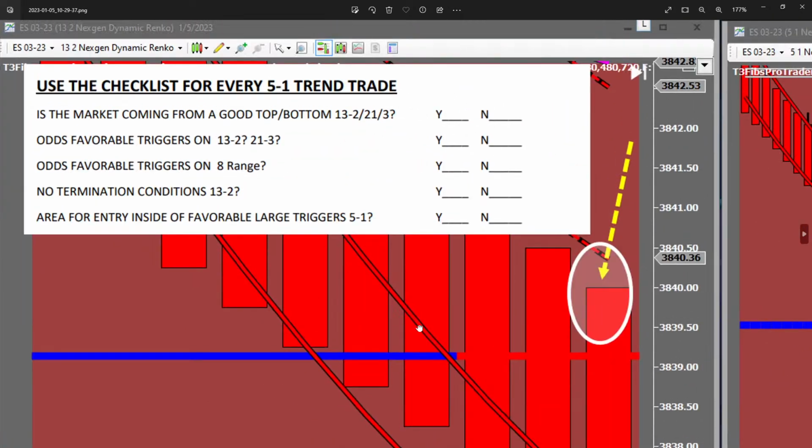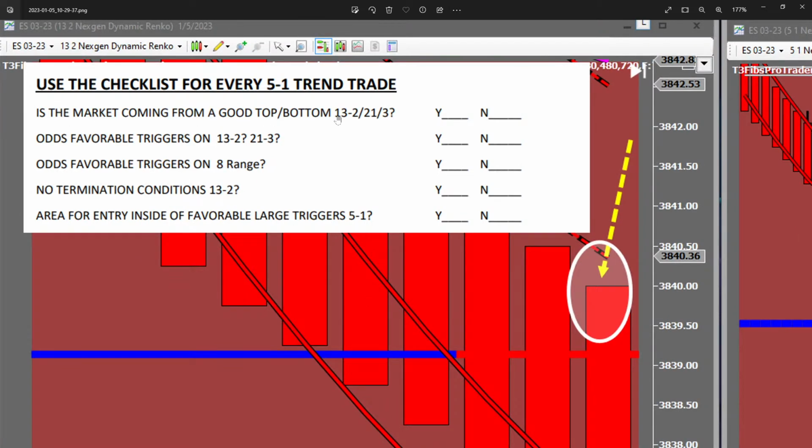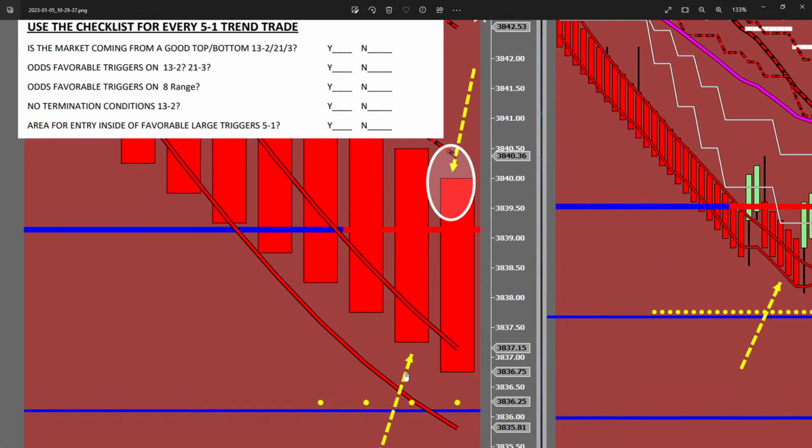But all right, so checklist: is the market coming from a good top or bottom? Well, we're having a breakout, so that also counts as a good look. So let's start with the next rule. Are odds favorable triggers on the 13.2 chart? So we're comparing this trigger to this trigger. What do you guys say? Yes or no? Are the odds favorable for more down with those trigger lines? You guys tell me. I already know the answer, so what do you guys see? Is it strong enough to the downside? I say yes.